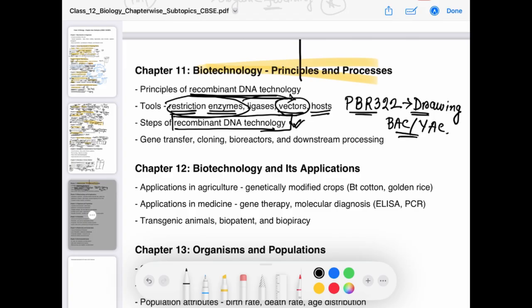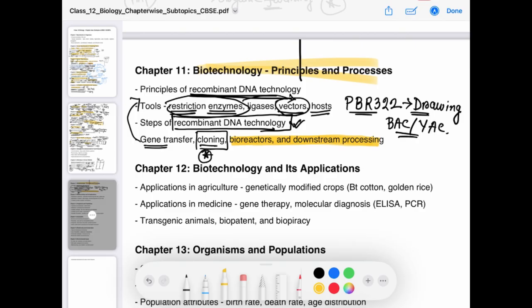And then last is cloning. Okay, cloning is very much important. Why? How is it helping us, that is also important. Next is gene transfer, how we can do that by using recombinant DNA technology itself. Okay, and then last, this part is very much easy, bioreactors and downstream processing.